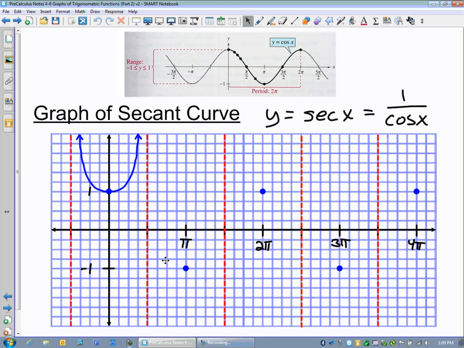Same thing if you look at this interval. I'm either going to go towards the asymptote this way or towards the asymptote that way. But again, I'm not going to touch the x-axis, so I know it must go down on both sides, which gives us that curve.